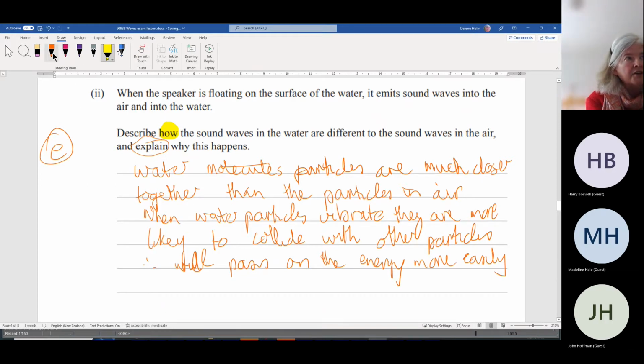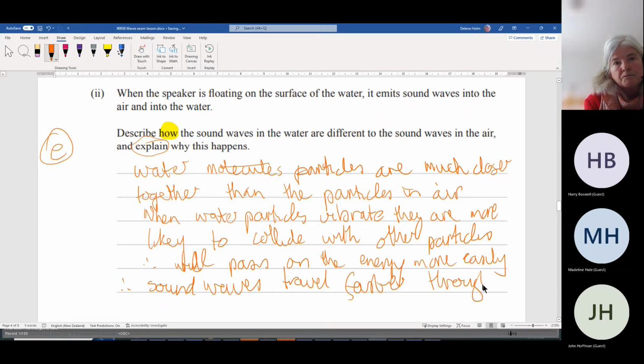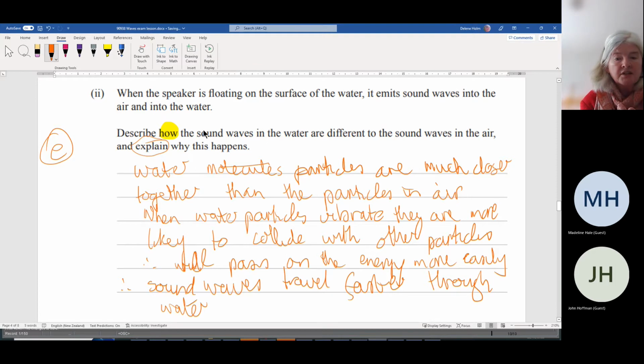But we've got to say the how. So therefore sound waves travel faster through water. So it's all those points that you've got to have. Make sure you answer the question. So how does it go faster? Oh, we lost Harry. And we've also got to say all the bits and pieces.